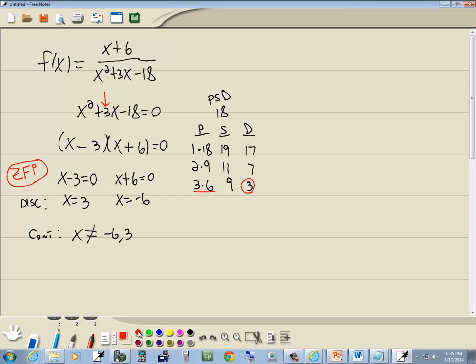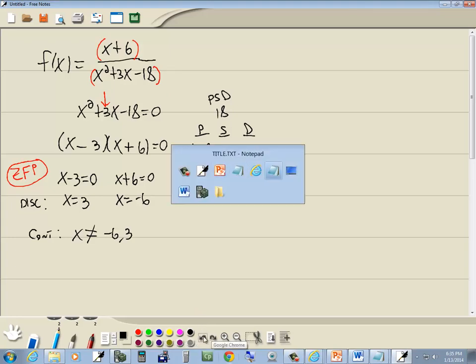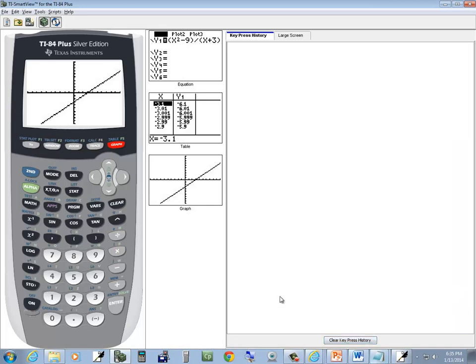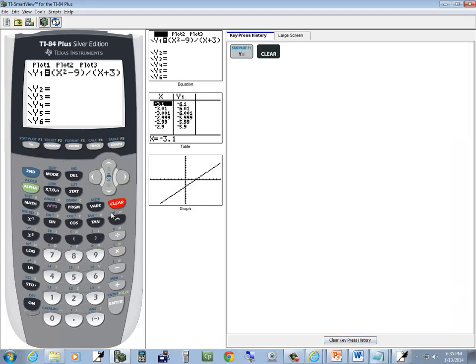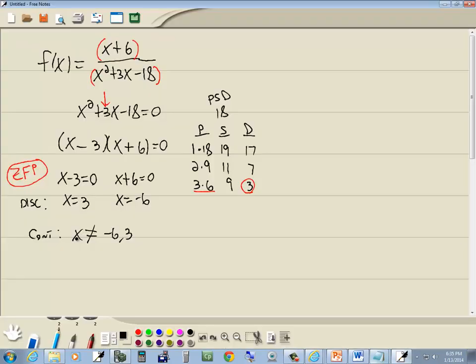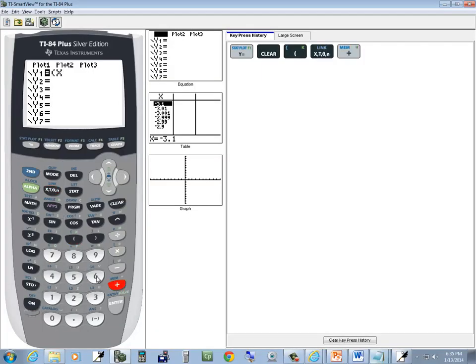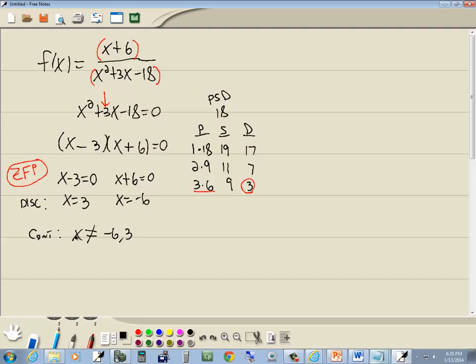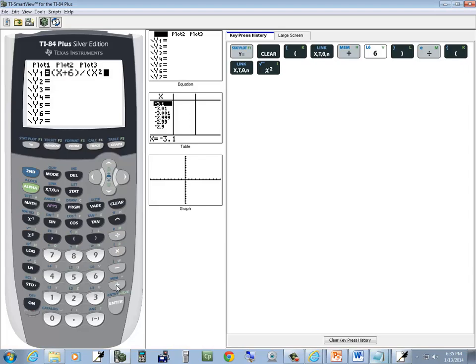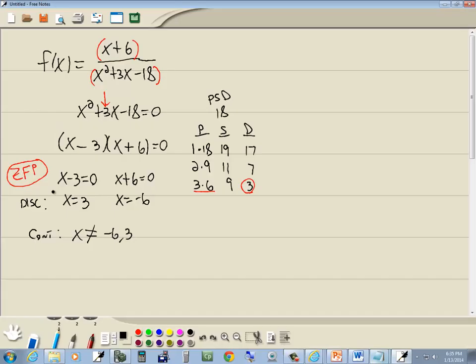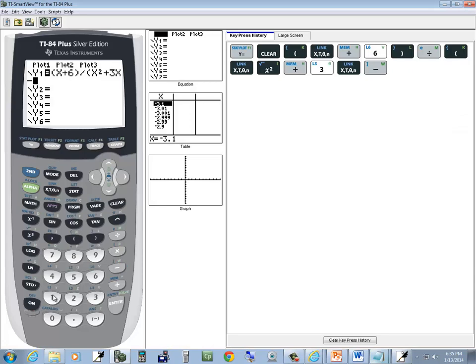Now let's look at the graph. In order to graph this, we have to put parentheses around the top and parentheses around the bottom. Anytime you have more than a single number or a single variable on top or bottom, you have to put parentheses around it like that. So I'm going to press my y equals, clear, beginning parentheses around the top part, x plus 6, closing parentheses, divided by, beginning parentheses around the bottom part, x squared plus 3x minus 18, closing parentheses, and then graph.